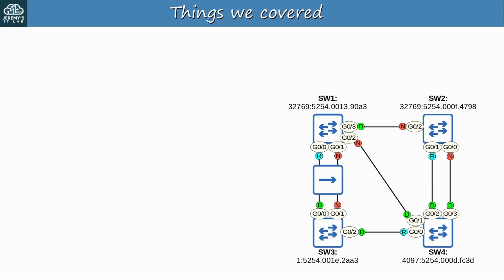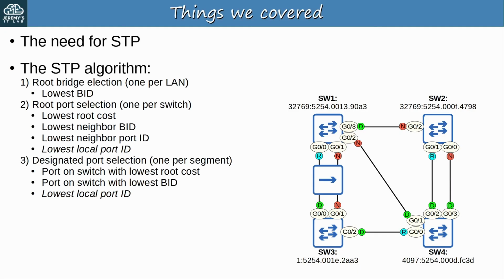Here's what we covered in this video. First, we briefly reviewed the need for STP to prevent layer 2 loops in LANs with redundant connections. Then, we reviewed the STP algorithm, which I have summarized here. In the following videos of this section, we'll dig into more details about modifying settings to change the STP topology, using optional features from the STP toolkit, etc. Now let's go on to a quiz to test your understanding.